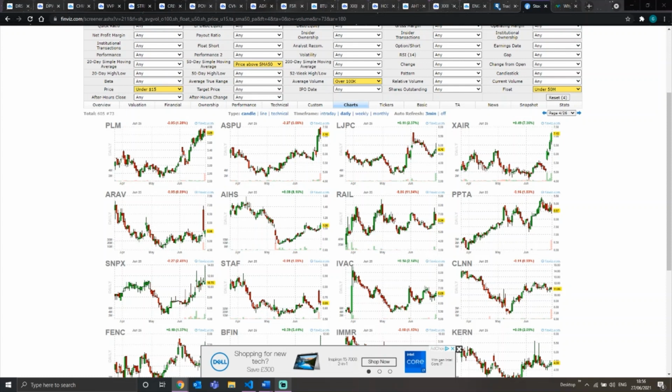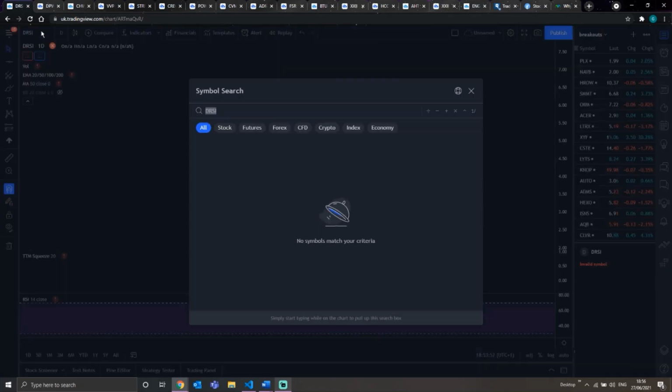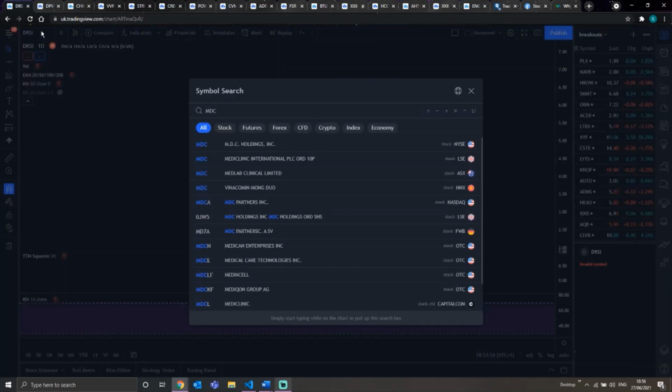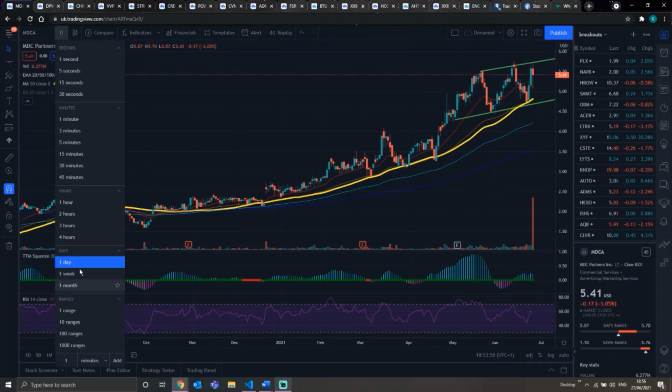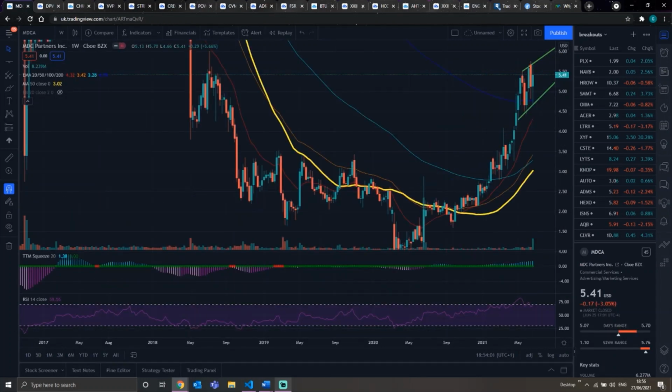Actually, I'm sorry to make you go back to it, but what do you think of the weekly on MDCA? Because to me it looks like it's starting to form or keep on the back half of the cup, but I just wouldn't know how to read that at all.